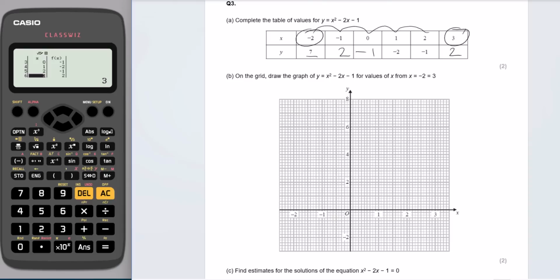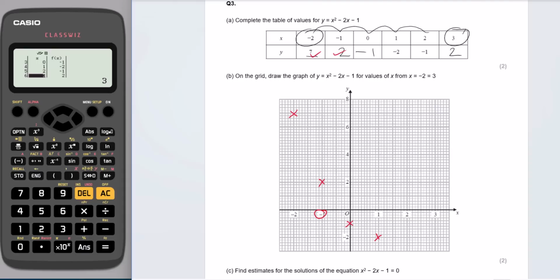So we've got the values now, so let's go ahead and plot the graph. Then we have 7 just over here. Next we have minus 1 and 2. So minus 1 over here, and then 2. Minus 1 and 2. Next we have 0, minus 1. So we've done this one, 0, minus 1. So we need to go 1, 2, 3, 4, 5, just over here. 1, minus 2. So 1 across, and then minus 2 down.